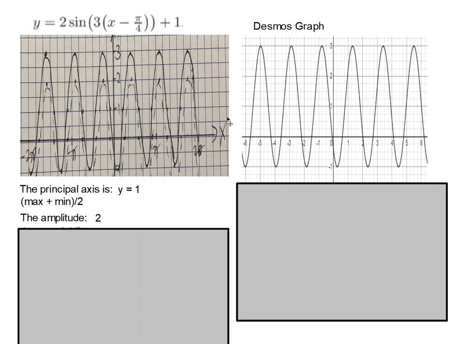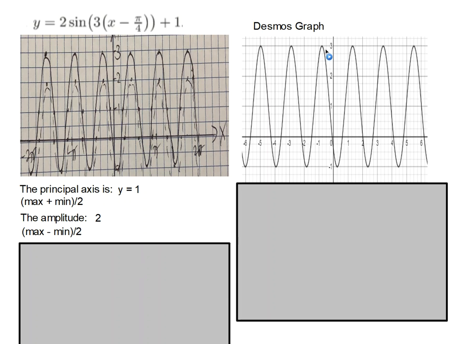Another feature is the amplitude. Now that's the distance from the principal axis, the maximum displacement from the principal axis. Well, from 1 to 3 is 2, and going downwards from 1 to -1 is 2 also, so the amplitude is 2. Or another way to work it out is max take min divided by 2. 3 take -1 is 4, divided by 2 is 2, gives us an amplitude of 2.